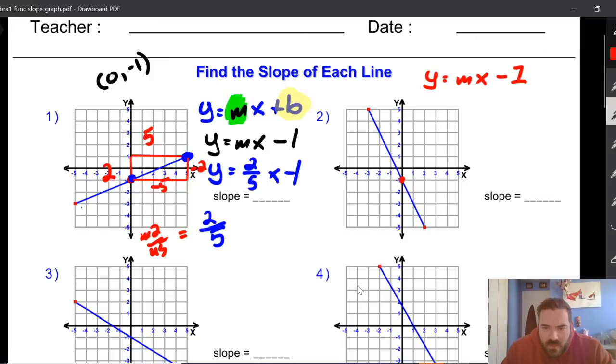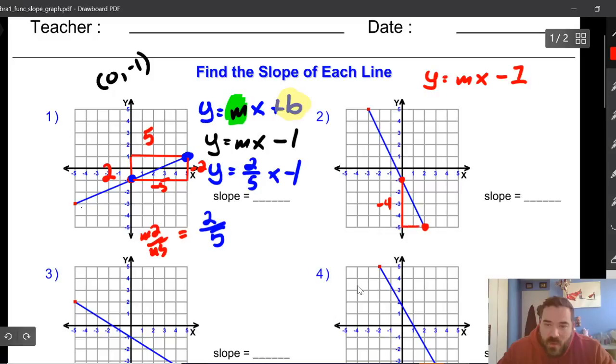Where can I go? Oh, this works. Either here or here or here or here or here. It doesn't actually matter. Let's do this one over here. And I want to know my rise and my run. So I'm going to start with this point. I'm going down 1, 2, 3, 4. So it's a rise of -4.